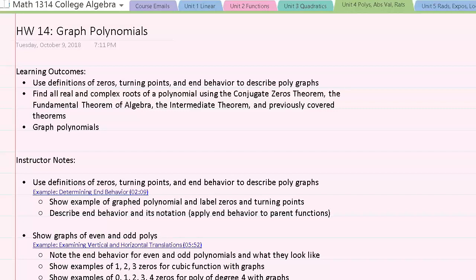This video introduces the topic of finding real and complex zeros as well as graphing polynomials. The learning outcomes are to use definitions of zeros, turning points, and end behavior to describe polynomial graphs.